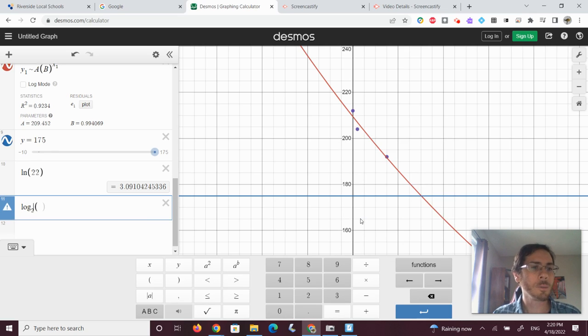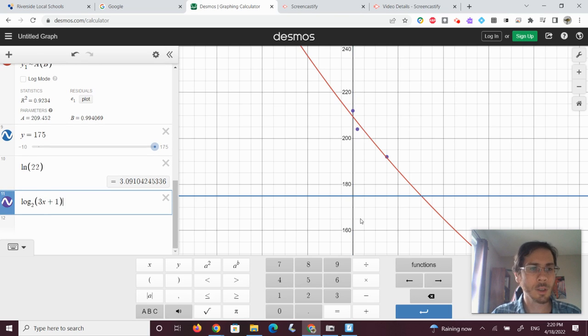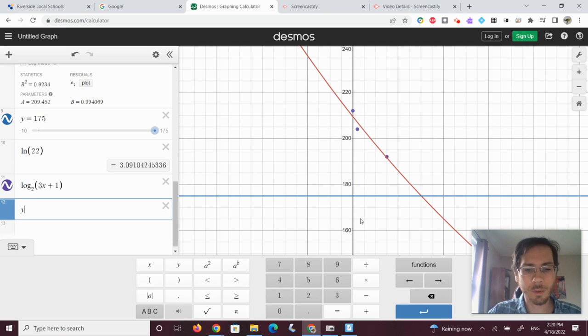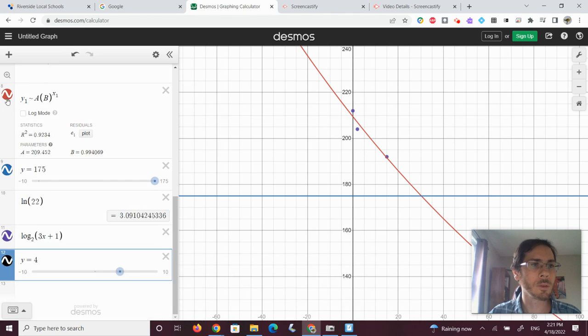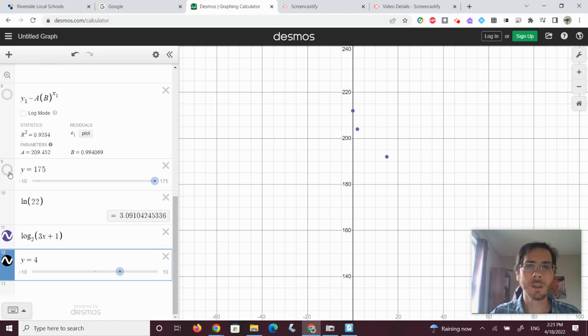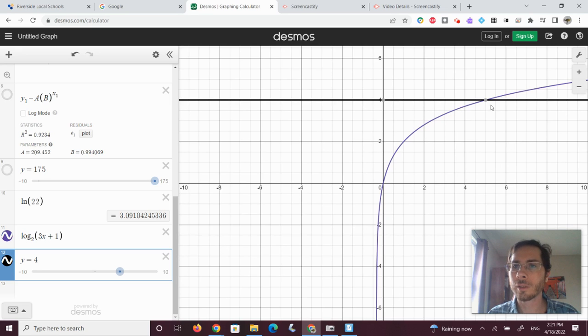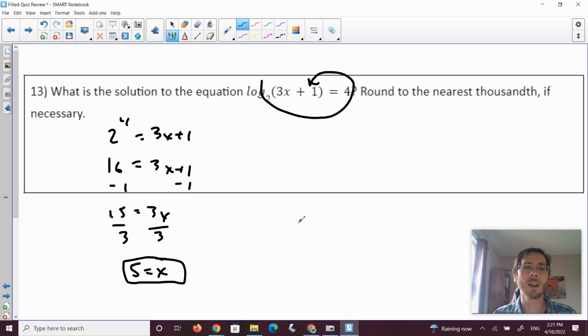Interesting. All right, log base 2 of 3x plus 1, and we want that to equal 4. Let's turn this one off from before. We don't really need this one anymore. Let's go home. All right, and they intersect at 5. So it looks like we got it right. If I want to double check, again, I can double check it with the graph. Actually, I think it's a lot easier just to solve it by hand than to actually do the graph.